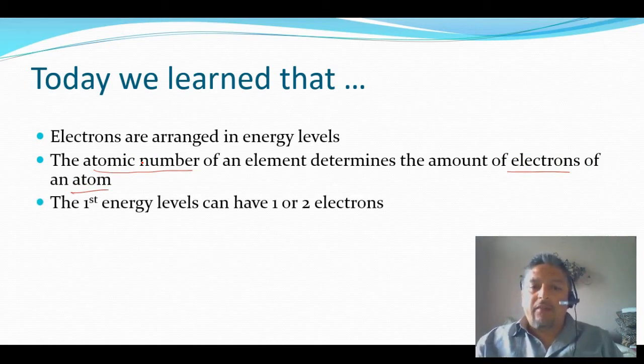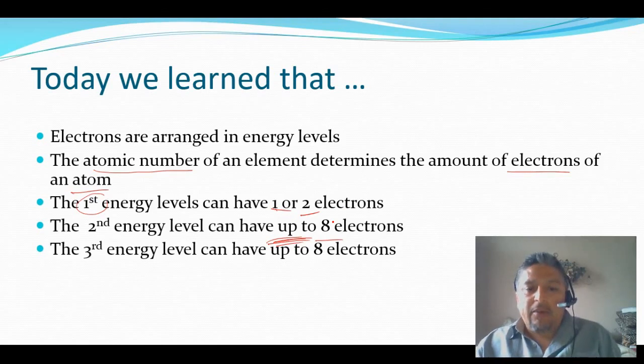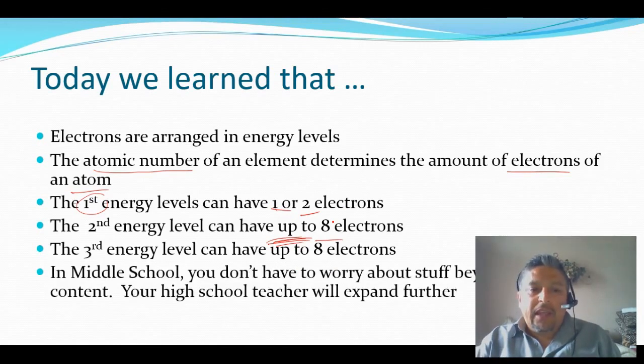Remember this one. The first energy level can have 1 or 2 electrons. This is the first energy level. The second one can have up to, there's the keyword, up to 8. It can have 1, 2, 3, 4, 5, 6, and 7, up to 8. And the last one is the third energy level that can also have up to 8 electrons. And, well, in middle school, you don't have to worry about anything beyond this point, okay? We're going to leave something for your high school teachers so they can explain further, or if you happen to take chemistry, or if you just happen to go into a science career.